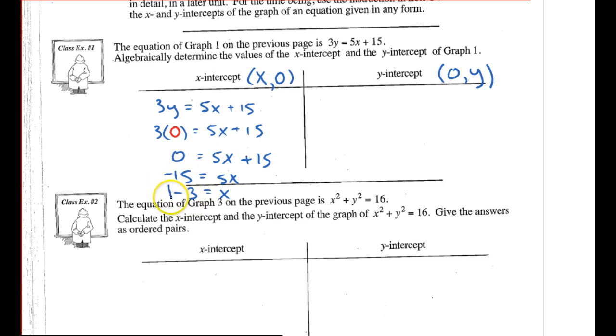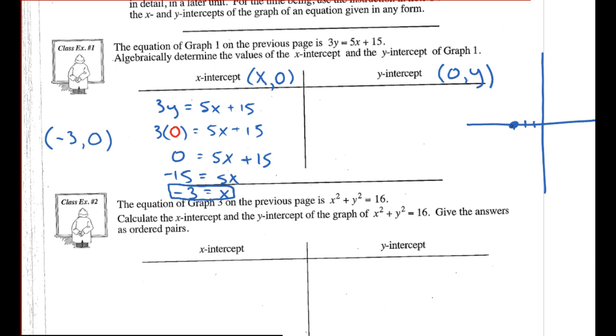So that is the x-intercept for this case. The ordered pair would be negative 3 and 0. If we were to plot that, I'll go ahead and plot it over here. That would be somewhere about 0 or negative 3, 1, 2, 3, and then it would be right on the axis, so it would be right over here.